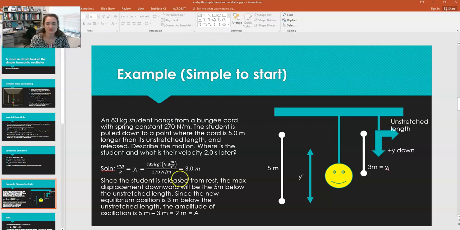Okay, and this is from our textbook Matter and Interactions. I've drawn a little sketch here to help us visualize what's going on. Here on the far right of my sketch, I've got the unstretched length of my cord shown right here, okay?